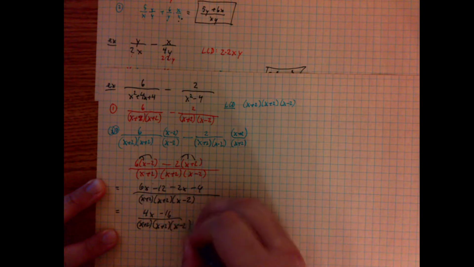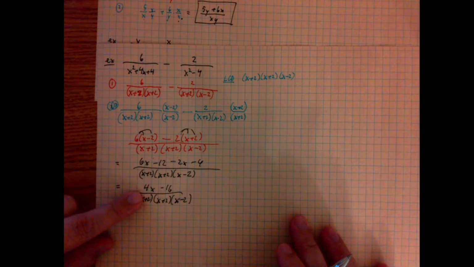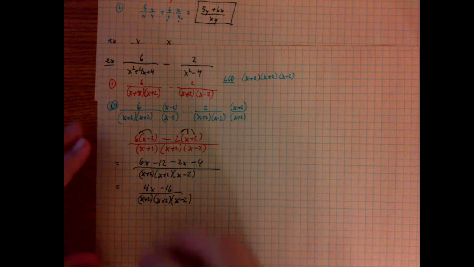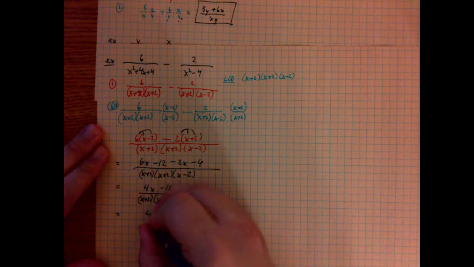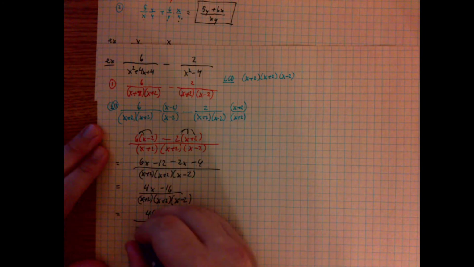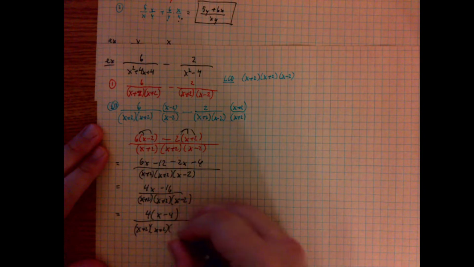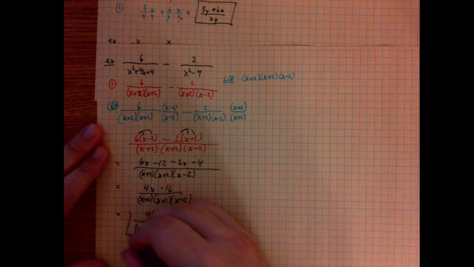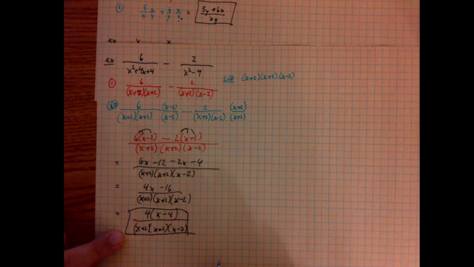times x minus 2. The only thing that matters here at the end is to refactor the numerator. You simplify the numerator, refactor it, because there's a chance it can cancel like we did last time. So on top, I have 4x minus 4 over x plus 2, x plus 2, x minus 2. This, since nothing cancels, is the accepted final answer. If one of these pieces had canceled, we'd cancel it and write that as our final answer.